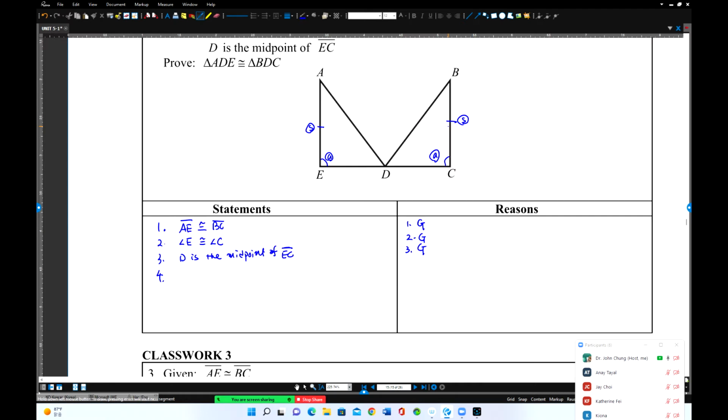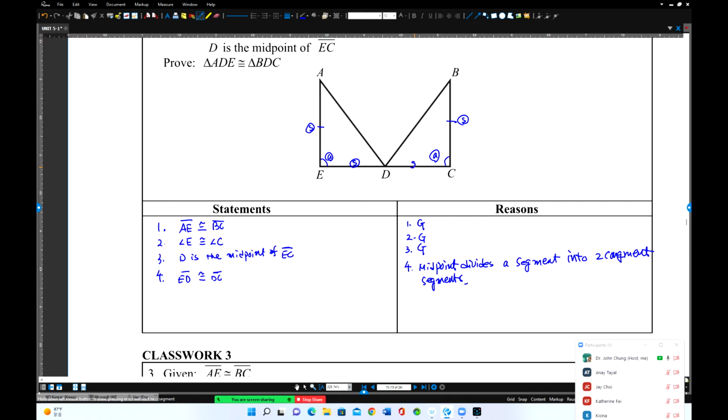Using this midpoint, we can say segment ED congruent segment DC, okay? The reason is what? Midpoint. Just memorize, okay? Midpoint, what is that? I'm going to use the words: divide a segment into two congruent segments. Okay, now we got everything.